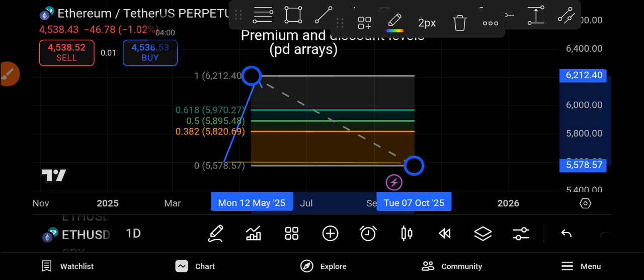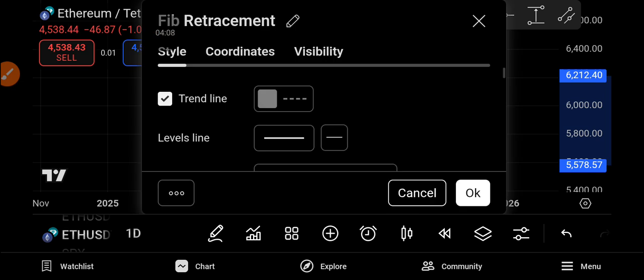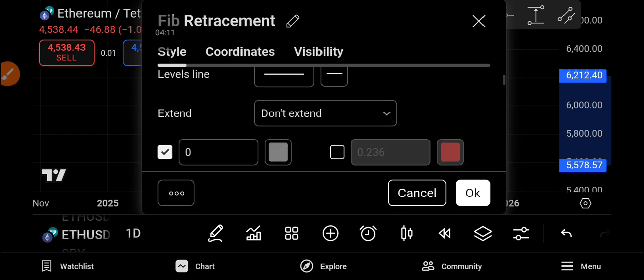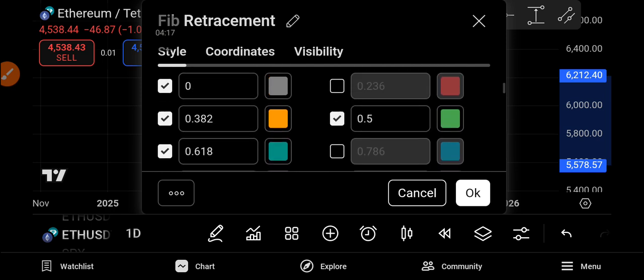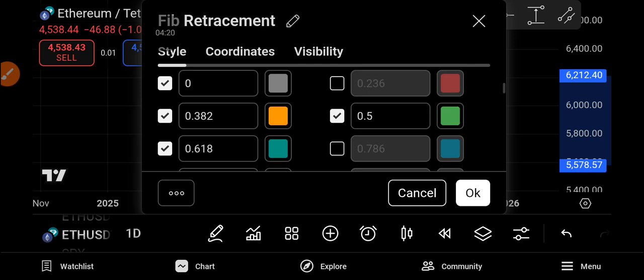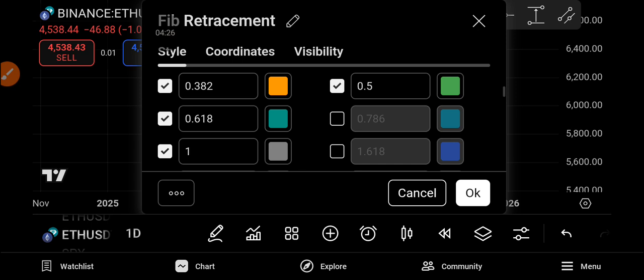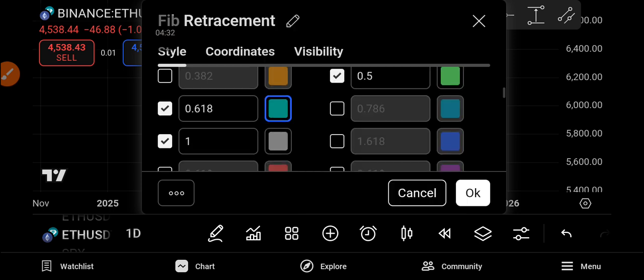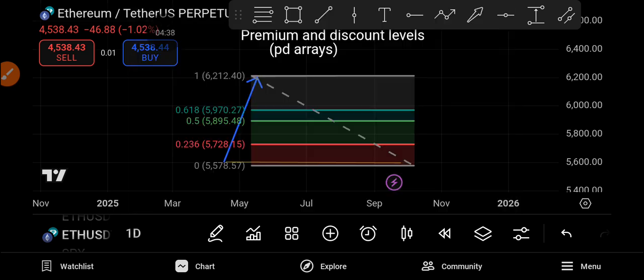Now you will come and tap into this tool and go to settings. At settings, you'll go to style and scroll down. You have the levels that we need and levels that we don't need. So on our Fibonacci, we'll tick 0%, we'll tick 0.61, let's untick 0.38. We'll tick 1, and we'll tick 0.5 and 0.23. These levels are enough for us.